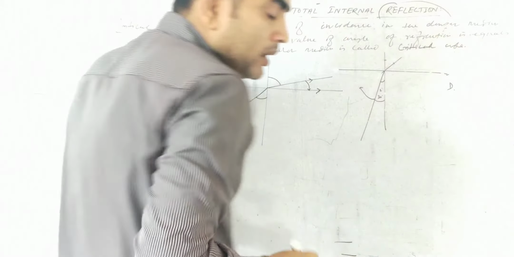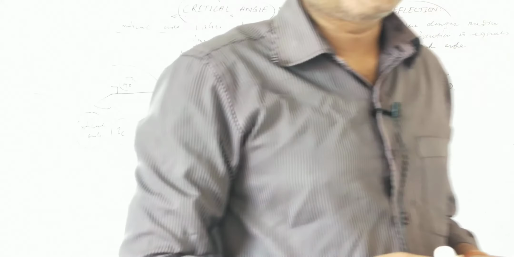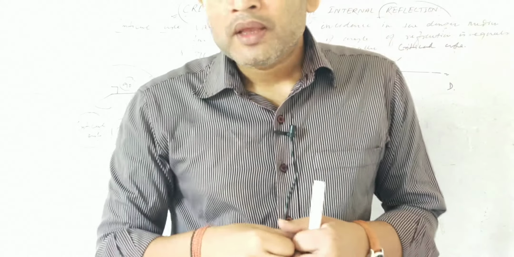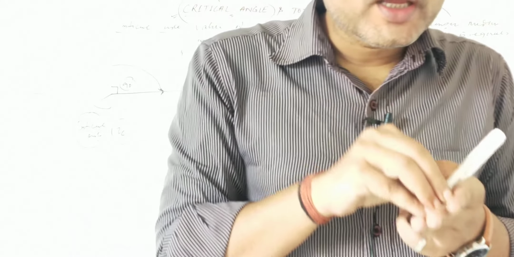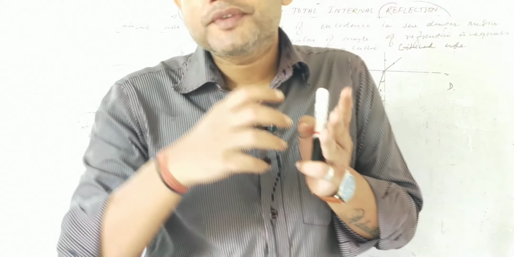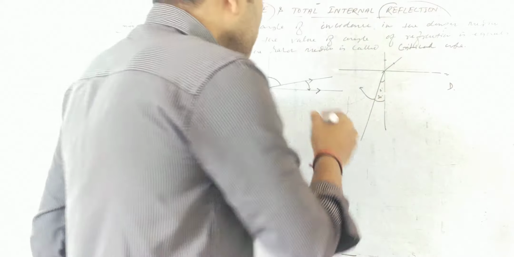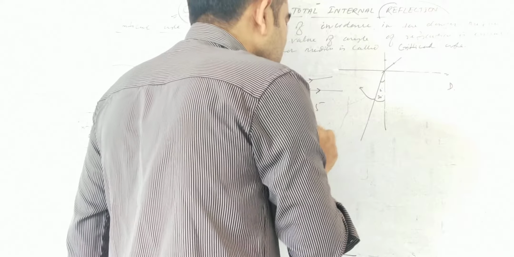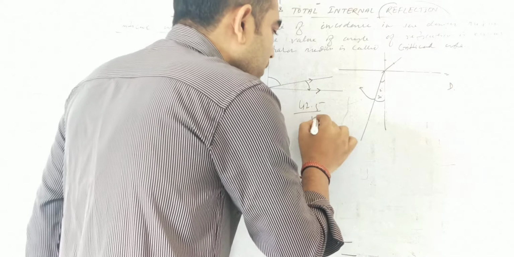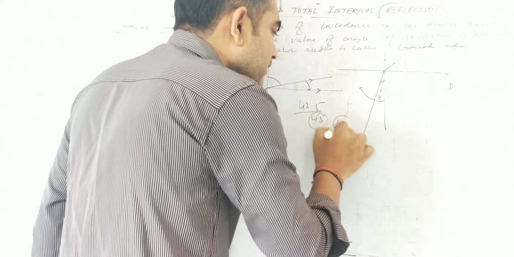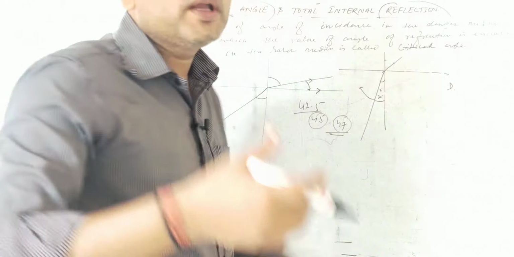That means from the concept of the critical angle we understood one thing: that the value of critical angle for any substance will always be constant, will have a particular value. It can be 40.5 degrees, 42.5 degrees, it can be 45, it can be 47. Whatever, it will remain constant for a particular substance.